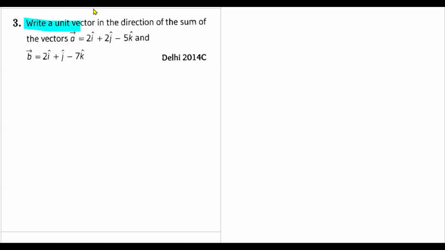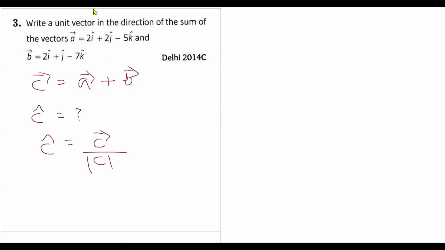In the third question, it says write a unit vector in the direction of the sum of these two vectors. So first of all, this is vector A and this is vector B. We have to first find this vector. Let C be a vector which is the sum of these two vectors, A plus B. And what we have to find is a unit vector along this direction, so actually we have to get C cap. So C cap is what? That is vector C divided by the magnitude of C. So let's first obtain C here. The vector C can be obtained as A plus B.